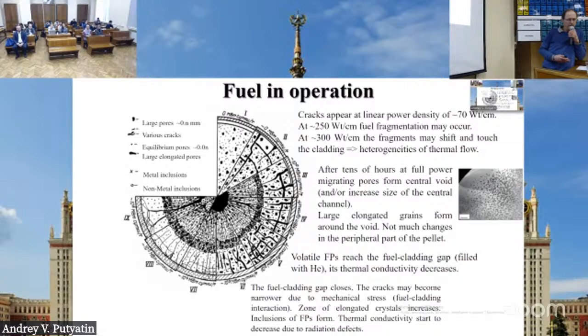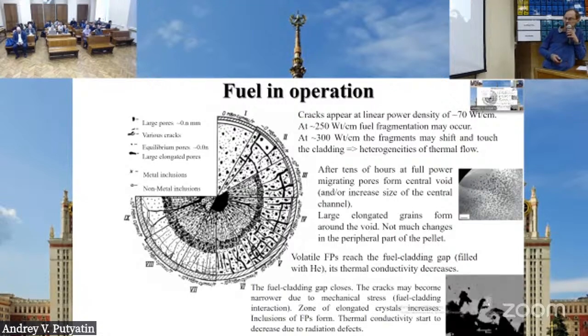And then you start to form inclusions of fission products, because you already have a considerable number of uranium atoms which underwent the fission process, and then you have a sufficient number of fission products, and they start to form inclusions. And of course, again, thermal conductivity decreases due to radiation defects.